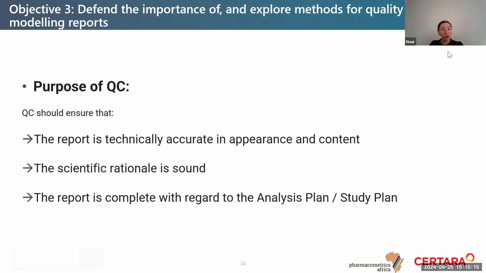The second point is the purpose of QC. A QC should ensure that the report is technically accurate in appearance and content, that the scientific rationale is sound, and that the report is complete with regard to the analysis plan and study plan. And here all the recordings and presentations insist on the importance of the modeling and simulation analysis plan as a first and important step to have a good quality report at the end.